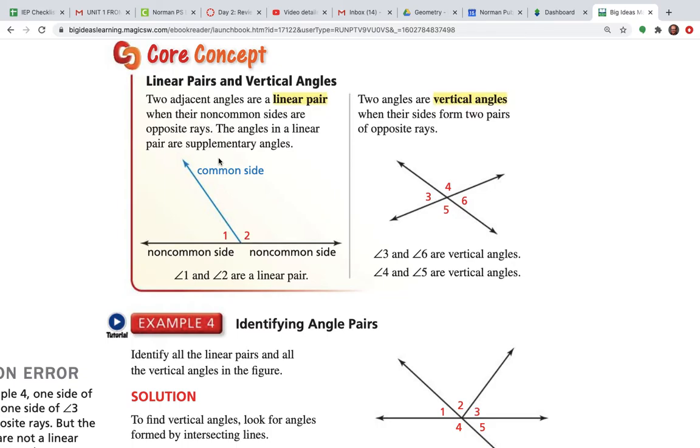Linear pairs and vertical angles. Linear, see how it has the word line in there? Linear pair is when two angles have that common side. They are adjacent, but it's a special kind of adjacent pair. This adjacent pair makes a straight line. Notice if we do it right here, and we're just measuring angle 4, that's not a straight line, is it? It stops at the vertex and then it keeps going. A linear pair makes a straight line.